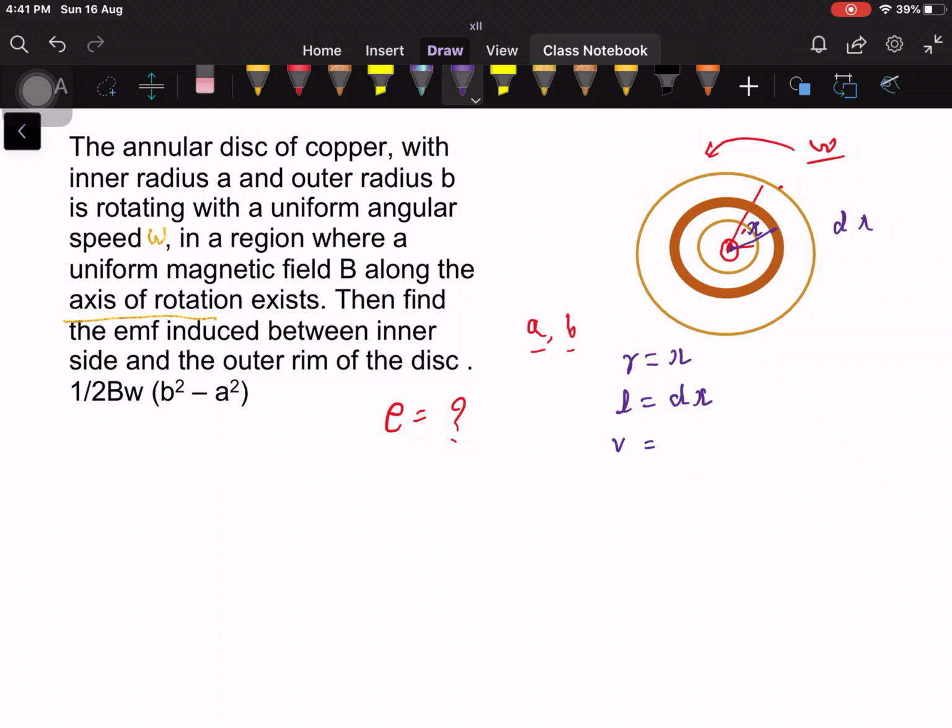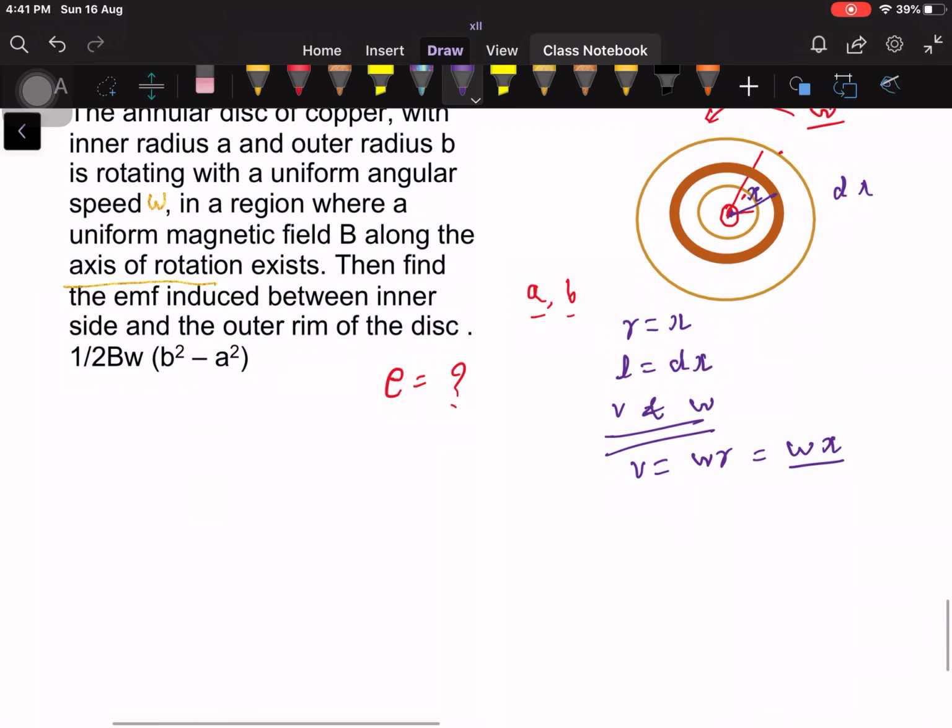What is V, and what is the relation between V and omega? Just try to remember that. Everyone may be knowing that V is equal to omega R, but in this case R is x, so it will be omega x. Now simply put the values. Small amount of induced EMF due to small strip of width dx will be equal to B. What is the length? Now it is x. What is the speed? That is omega x.